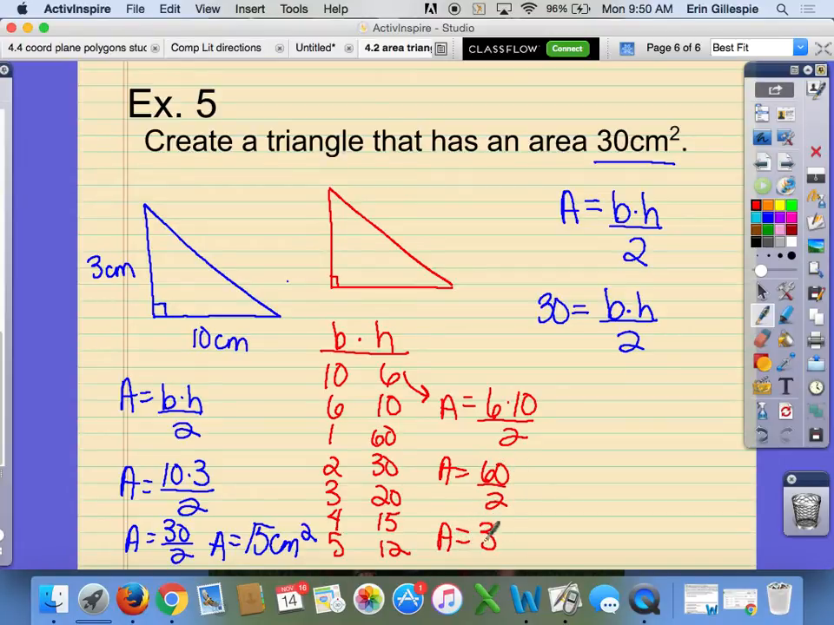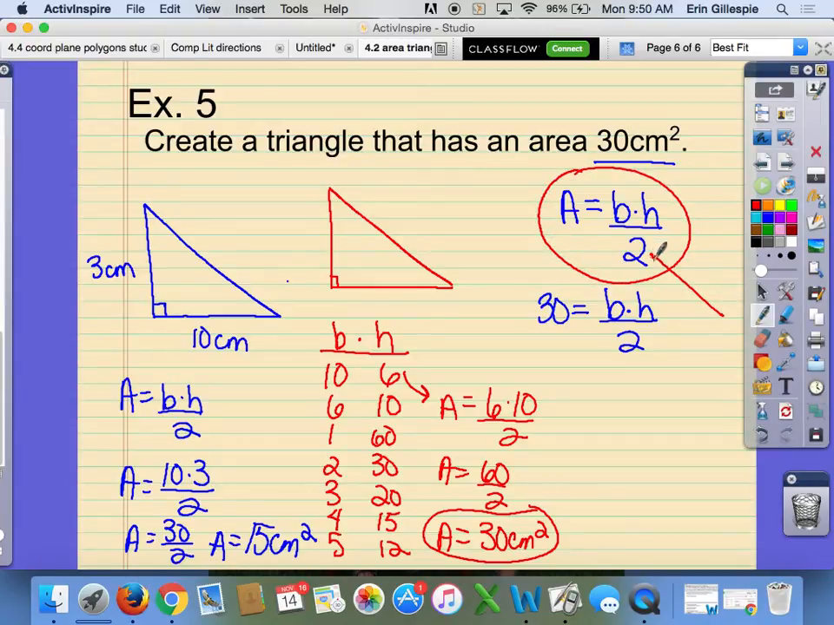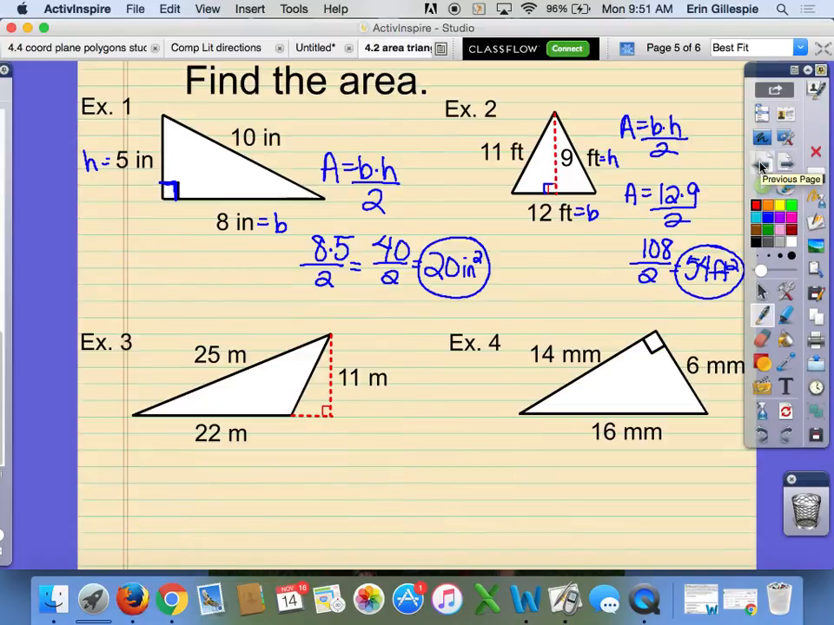So just a little reminder there, because this is probably the most commonly made mistake when it comes to triangles, is that your formula is base times height divided by 2. Don't forget that part. All right, go check with the substitute your answers to example 3 and 4. Assuming those are correct, you'll be able to start the homework.